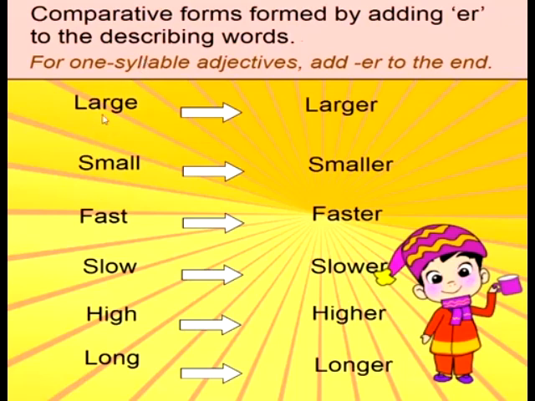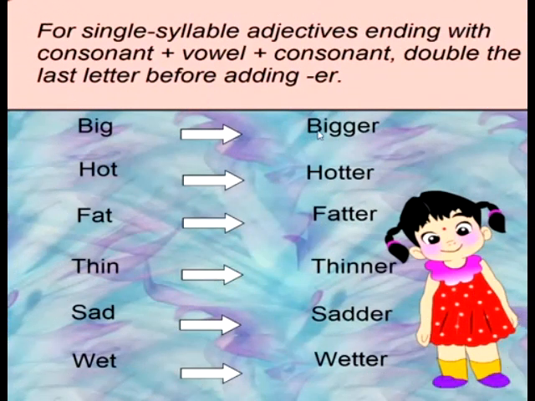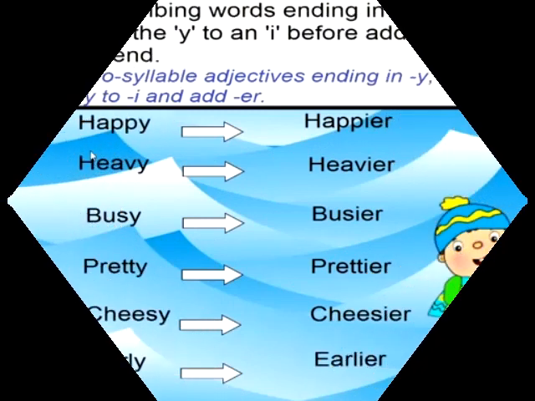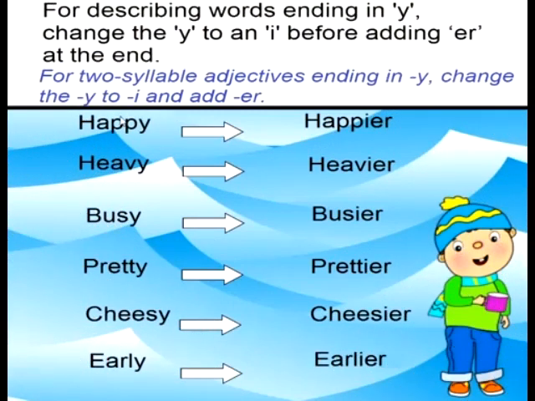Large, here only a single syllable is there. Though there are two vowels, you can hear the sound only once. Large. Big, the comparative form is bigger. So you double the last letter G and you add er. How do we know this is a single syllable? It's the consonant B plus vowel I plus again the consonant G. Hot, hotter. Fat, fatter.